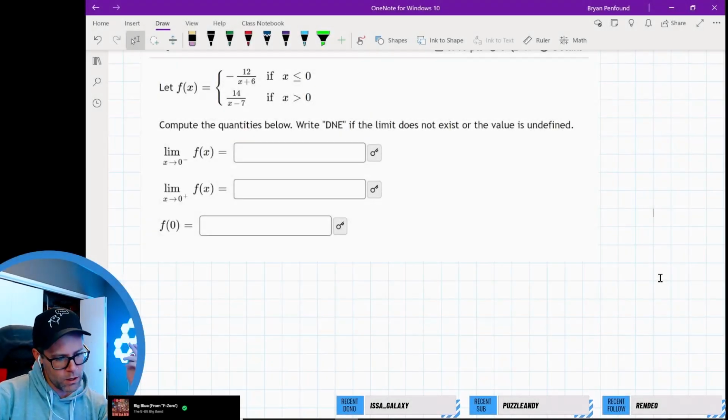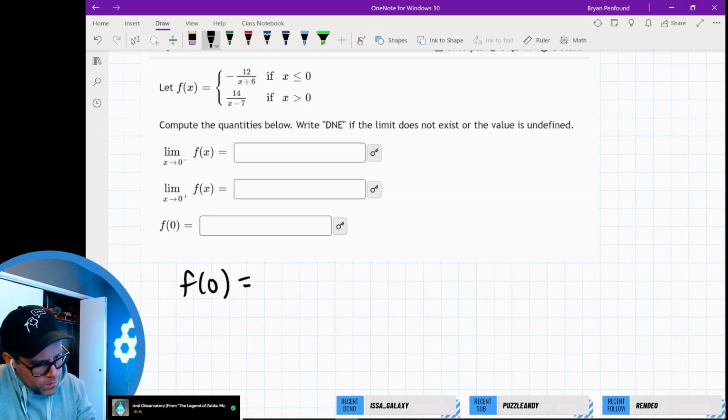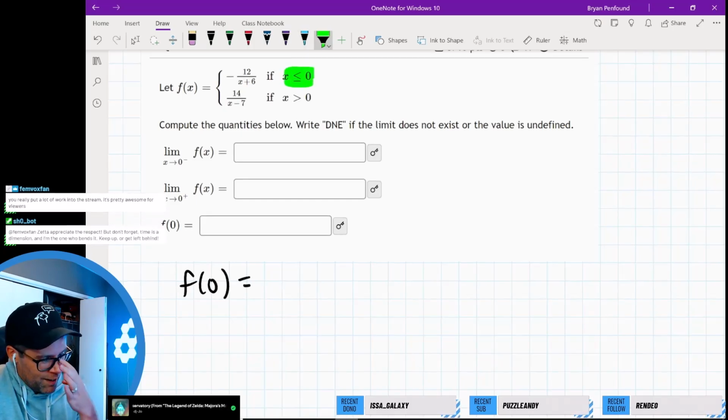Compute the quantities below. Write 'does not exist' if the limit does not exist or the value is undefined. f at 0. Let's do that one first. 0 looks like it falls on this piece of my piecewise function, so we're going to use the negative 12.